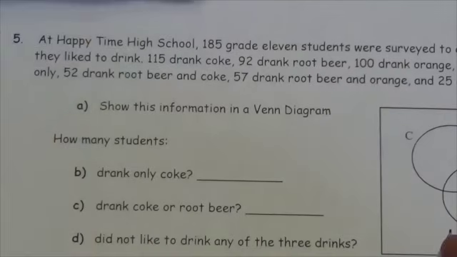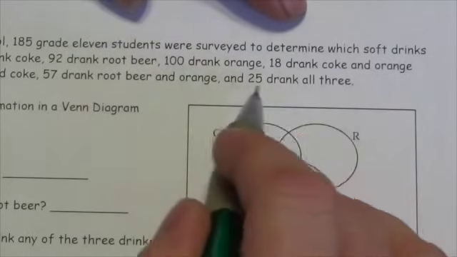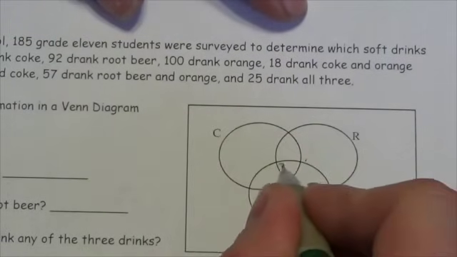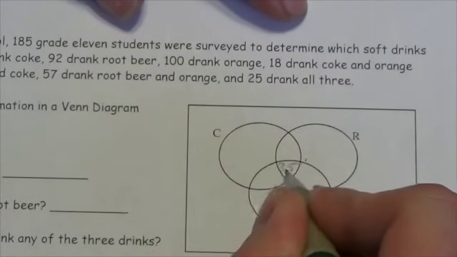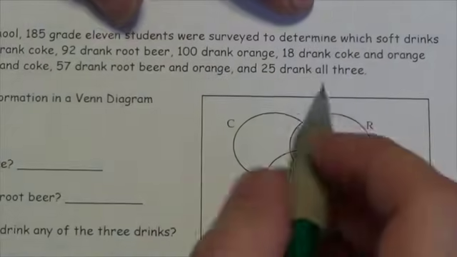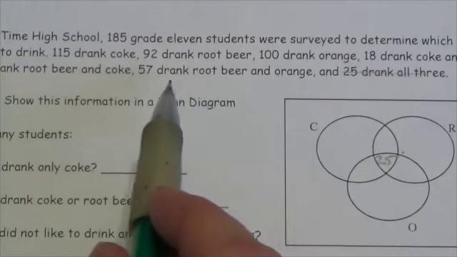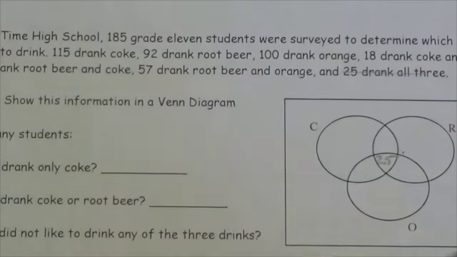Okay, so to start off with, we're going to start putting all this stuff on the Venn diagram just like it asks here. And again, we're going to try really hard to start in the center here. So 25 drank all three. So 25 will go in the center there. Now, let's go backwards here, because usually the easiest way to do this is to go backwards. This next one here says 57 drank root beer and orange.